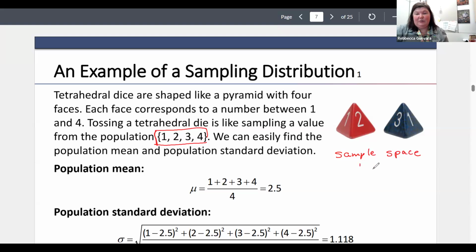So my sample space is either I roll a 1, a 2, a 3, or a 4. And these would be individual x values that we'd have here. So I could roll once and get a 1, roll once, get a 2, roll once, get a 3, roll once, get a 4.